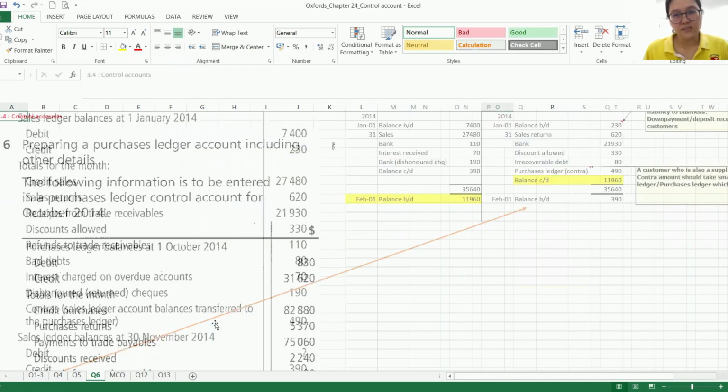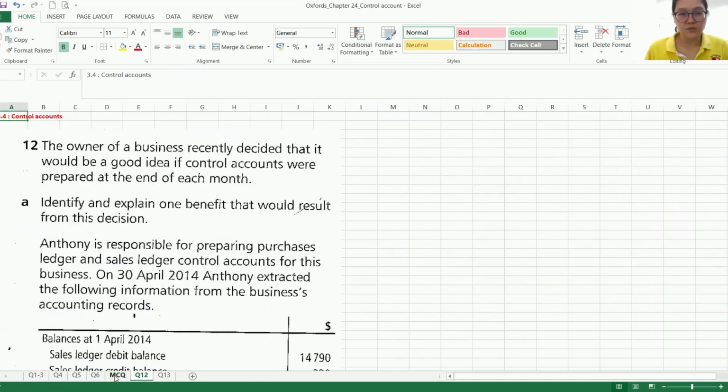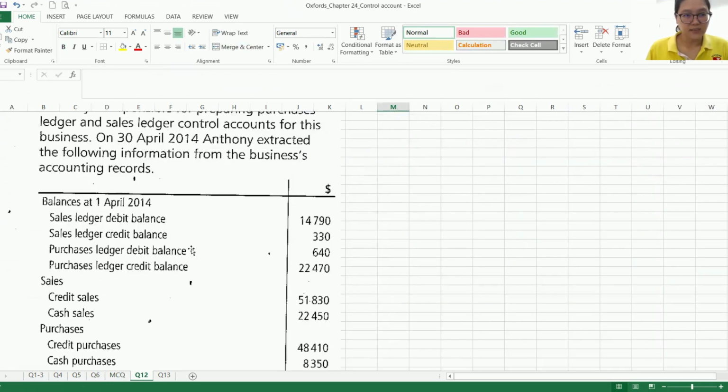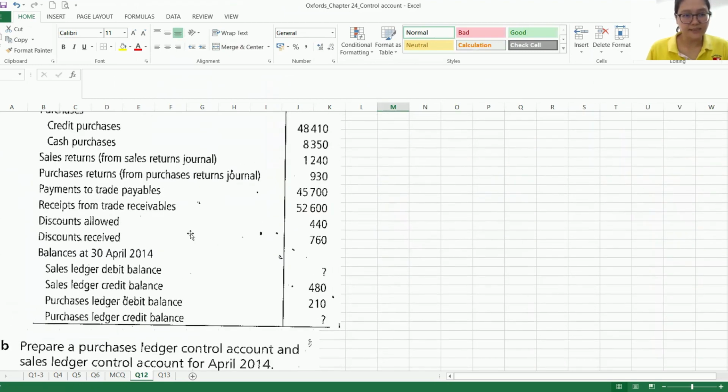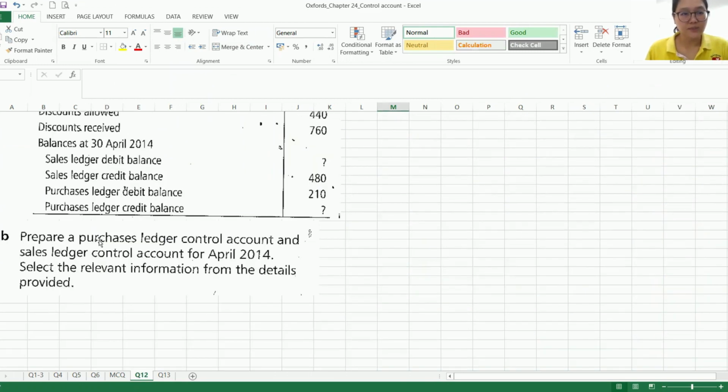Now question 6, as usual, I will expect you to try it out. Now, the MCQ questions we will do in the MCQ paper. Okay. For this question, this is another question that sometimes in the exam, as I said, they mix two accounts together, but we need to know which one has to go to which account. So they say prepare the purchases ledger control account and sales ledger control account for April.